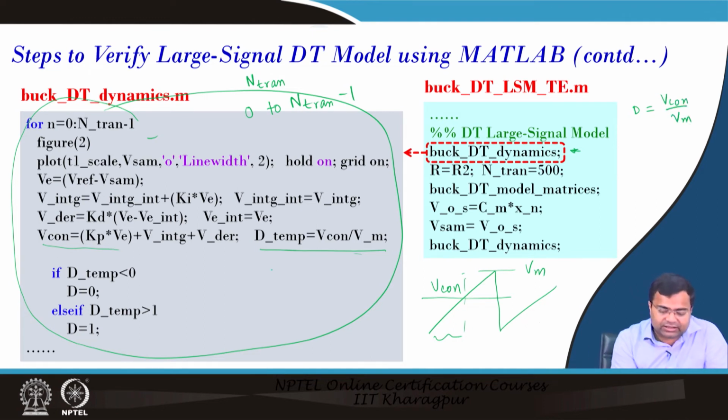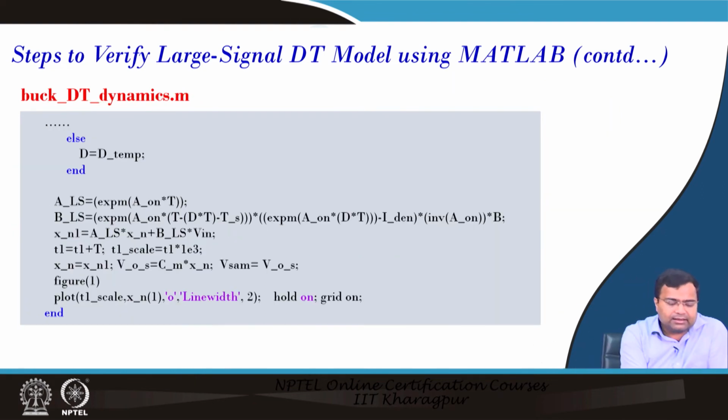Then we have to check whether the temporary duty ratio is greater than or less than, because it is a running cycle. If it is less than 0, then we have to set the actual duty ratio to 0. Duty ratio cannot be negative, and if it tends to become larger than 1, then you have to set it to 1. Its maximum value can be 1, and then the loop will continue. This is the model.